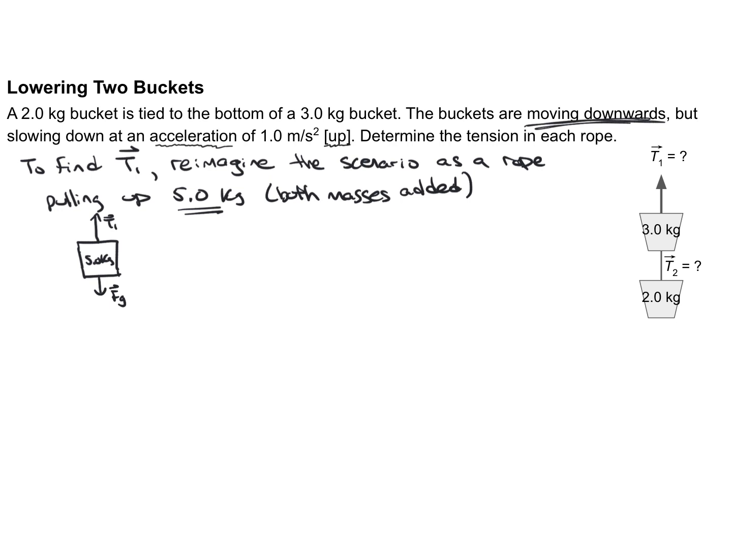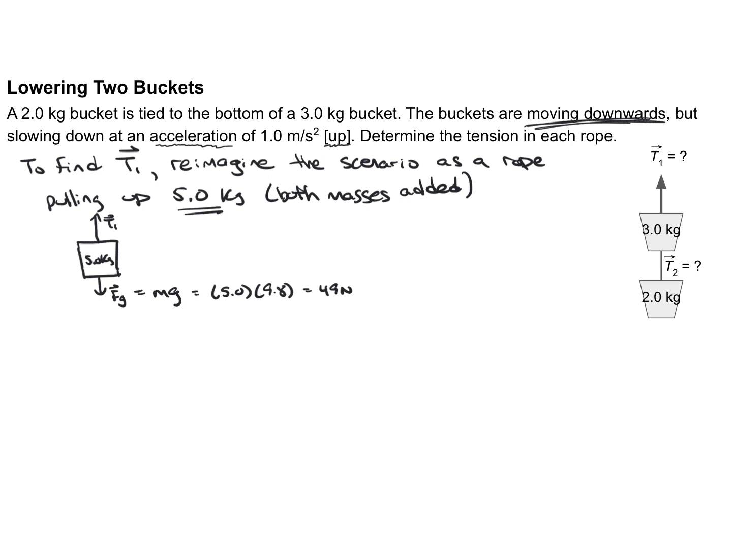Okay, so whatever direction the acceleration is, that's got to be the direction of the net force. So gravity has to be smaller than the upwards tension in this case. Gravity can be computed with mg, so that will be 5 kilograms times 9.8. That's 49 newtons. So gravity is 49 newtons. So my answer, tension 1, is going to be something larger than 49 to be able to accelerate it upwards.